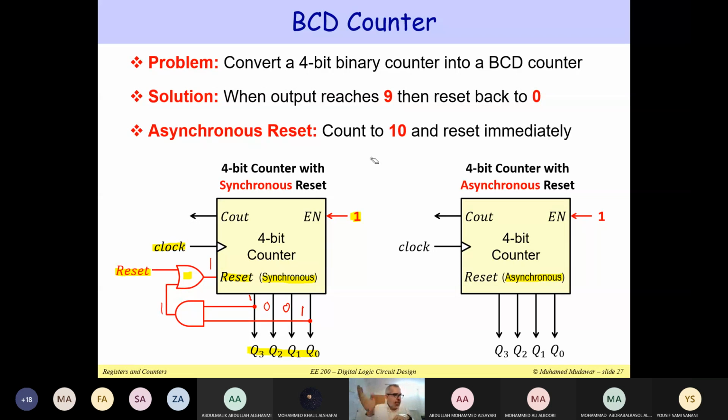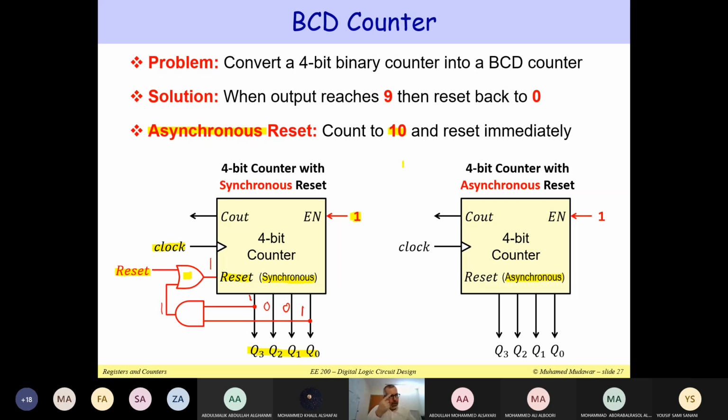People come up with these solutions; actually, they thought about them. We can also think about our own solution, right? So the idea here is to count to 10, not to 9. The difference is that if you are dealing with asynchronous reset, count to 10. Once you reach 10, because you have to go to 9 and then next cycle it becomes 10, make the 10 to be 0.